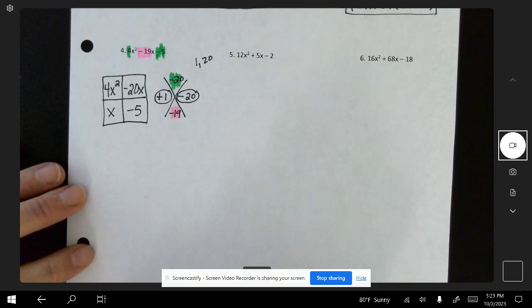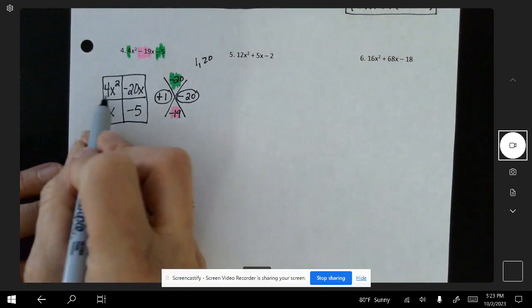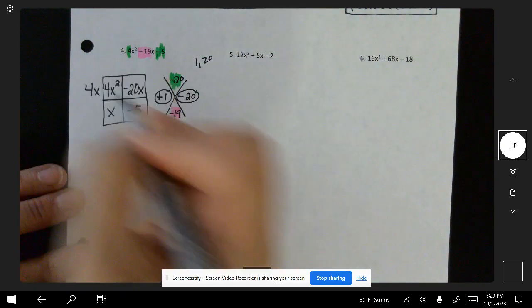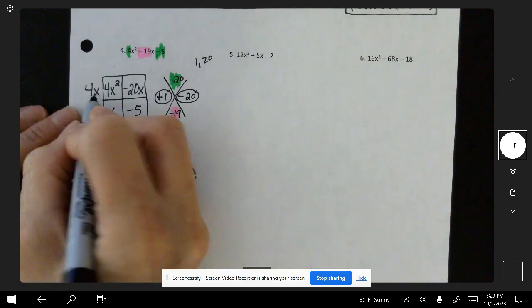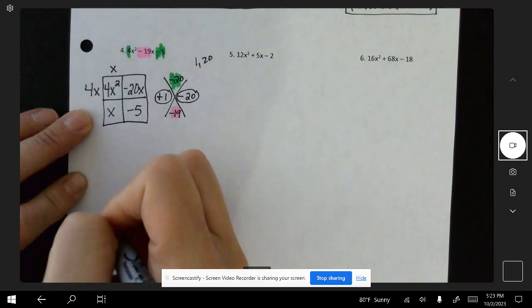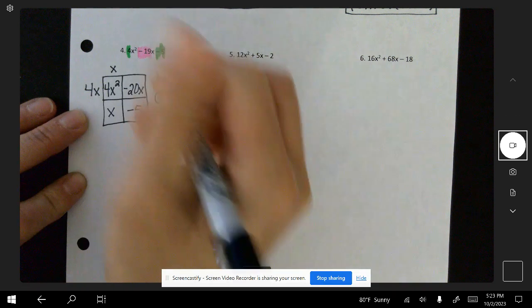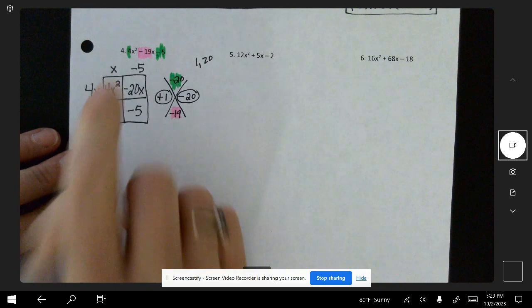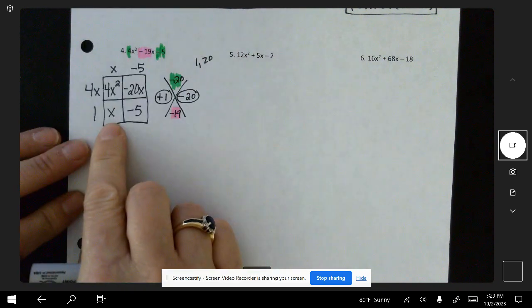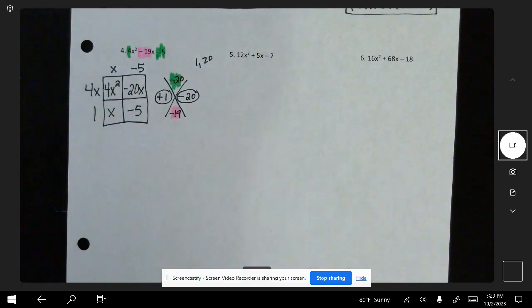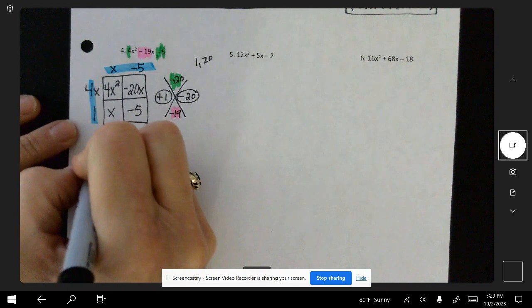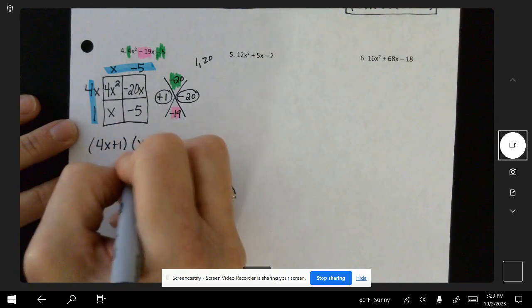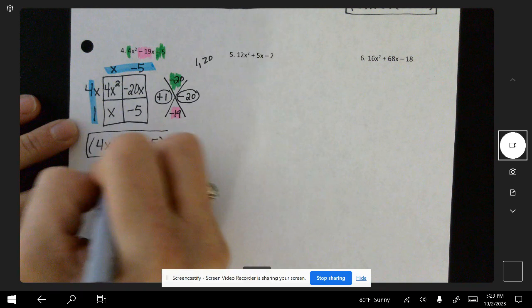-20x, +1x. All right, my greatest common factor across the top is 4x. And 4x times x is 4x squared. 4x times -5 is -20x. X times 1 is x, and 1 times -5 is -5. Okay, so my answers for my factors are 4x plus 1 times x minus 5.